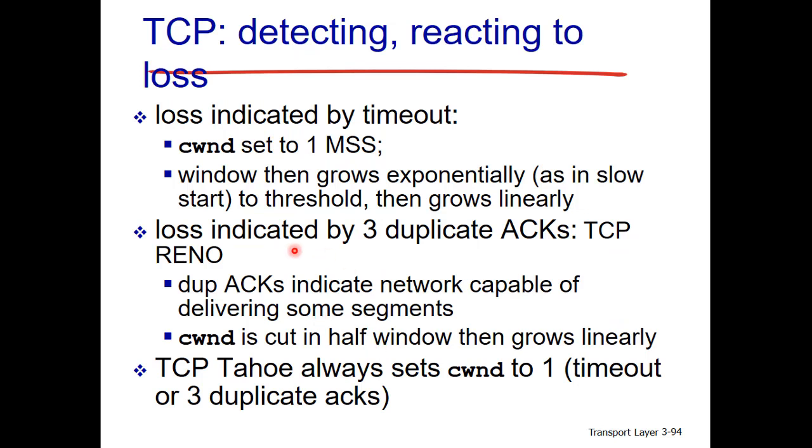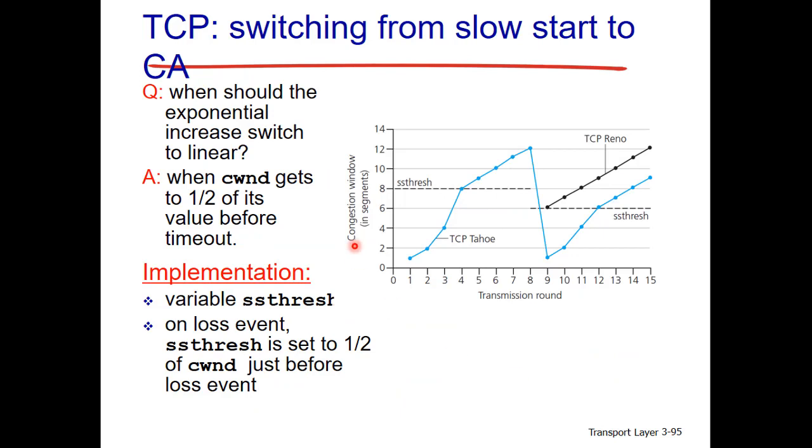So TCP uses 2 types of methodology when loss occurs. One is called TCP Reno, which says that a duplicate ACK indicates the network is capable of delivering some segments. This is where TCP Reno differs from TCP Tahoe. In Reno, once a loss occurs, the congestion window is cut in half and then grows. Whereas in TCP Tahoe, once a loss occurs and timeout occurs, the congestion window is set to 1. This is the difference between TCP Tahoe and TCP Reno.